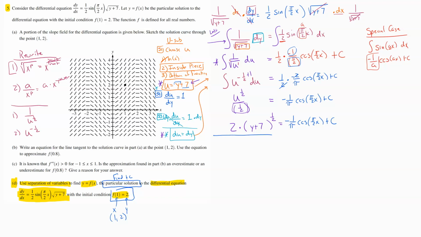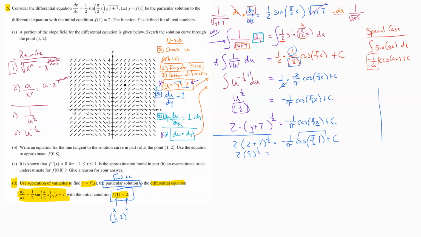So we come in, this is a new portion, so now I plug in 2 for y and 1 for x, and we get out what we get out. So we'll get 2 times, instead of y, I'm going to plug in 2 plus 7 to the 1/2 equals negative 1 over pi, and then this will be the cosine of pi over 2, and instead of x, I'm going to plug in what x is, which was 1, plus c. So from here, on this left-hand side, I get 2, and then this would be 9 to the 1/2 equals, this is the cosine of pi over 2.